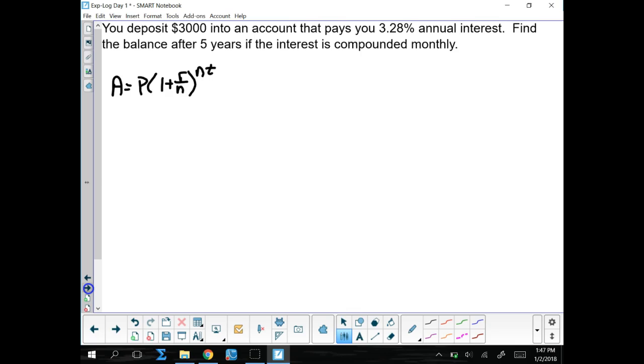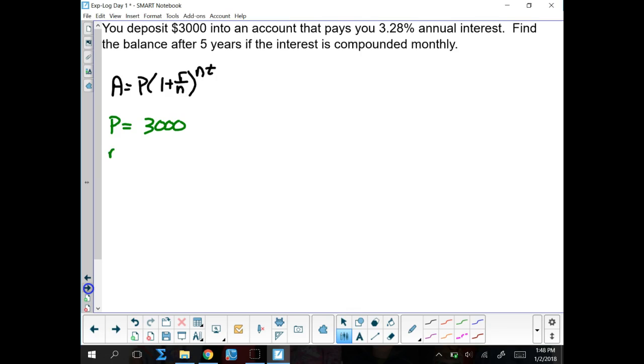You deposit $3,000 into an account that pays you 3.28% annual interest. Find the balance after 5 years if the interest is compounded monthly. Okay? So if we compound monthly, how much money are we going to have after we put $3,000 into the bank. Okay? Well, let's figure out what we have here. So, what is my P value? What's my starting amount, the amount that I initially put into the bank? 3,000.